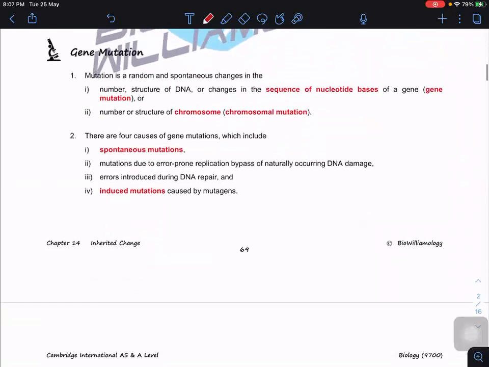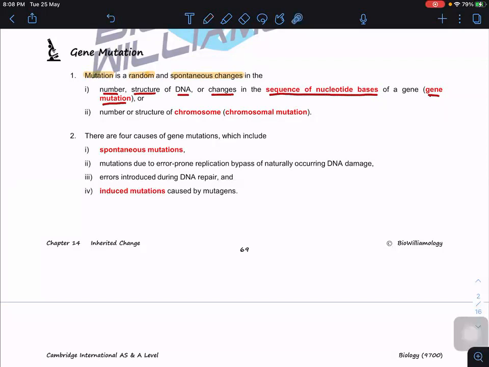So we look at what gene mutation is. First, we start with mutation. A mutation is a random and spontaneous change. It can be very random, out of the blue, because of exposure to a mutagen. It can be because of DNA repair or DNA replication. During these periods, the structure of DNA may change. It changes the sequence of the nucleotide bases of a gene. In this form, we call it a gene mutation, a mutation at the gene.